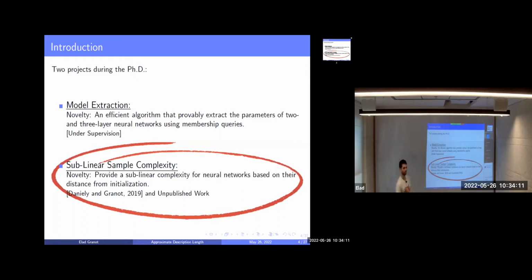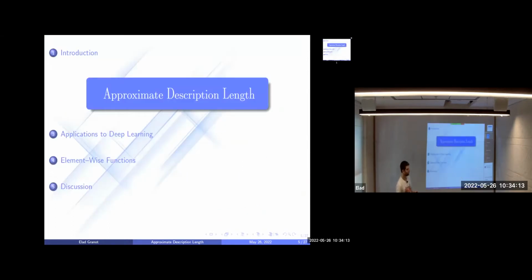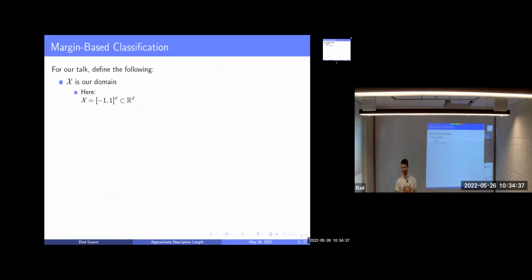Usually when people come here, they start by introducing the problem. And I'm going to do something different. I'm going to start by introducing you to the solution. And we are calling the solution Approximate Description Length, or ADL. I'll give you some intuition, and then we'll go to the definition. But before all of this, let's start with, of course, definitions.